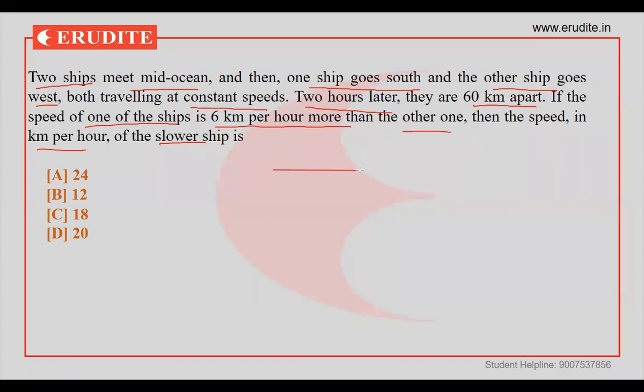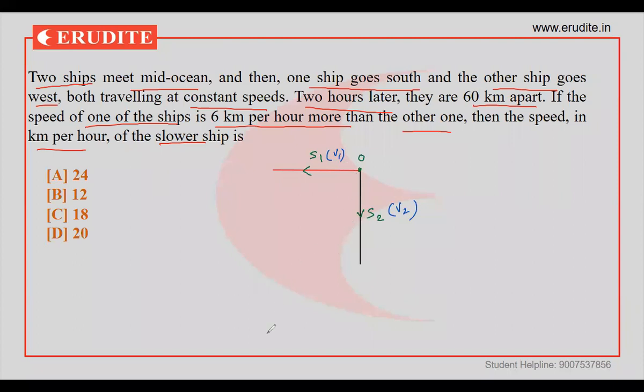So guys, we're going to solve this question using a diagram. Let's say this is the O point. Here both the ships are meeting, right? One is going to the west direction, ship 1, let's say, and the other, ship 2, is going in this direction. If I assume that the speed of ship 1 is v1 and the speed of ship 2 is v2.